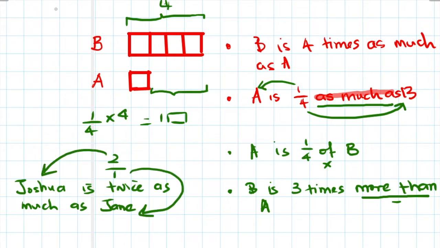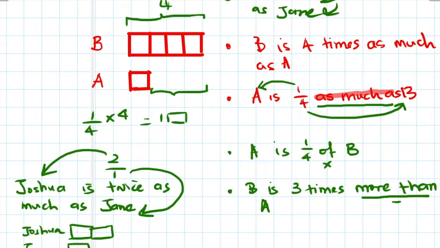If I say Joshua is half as much as Jane, then it's different. Joshua is 1, then Jane is 2, correct? If I say twice, that is 2, so you can say 4 or whatever. Then this is how you're going to draw. Joshua will have 2, then Jane will have 1. Correct or not?